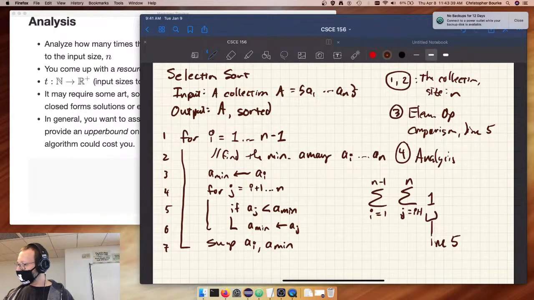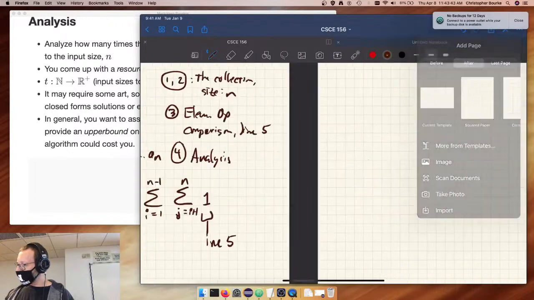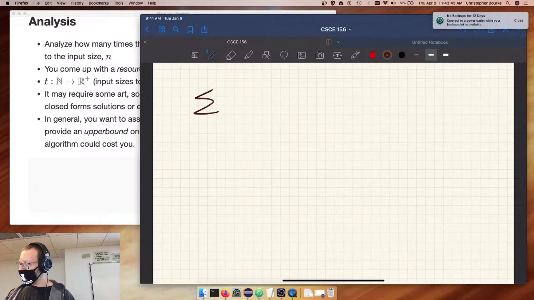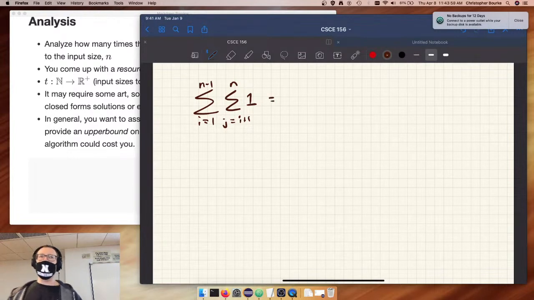I don't know if I can cut and paste that, but that's all right. Let's go ahead and reset this summation up. What was it? i running from 1 up to n minus 1, j running from i plus 1 up to n, and 1 inside. Okay. If you're not good at solving summations, go ahead and use a solver, or do some practice so that you can get more practice with it.